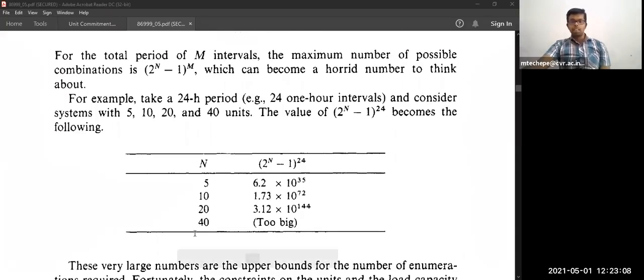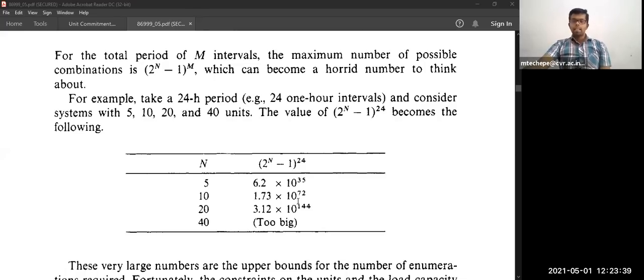So for 40 generating units, if you take your calculator and calculate (2 to the power of 40 minus 1) the whole power 24, it will come like math error. Why is your scientific calculator showing a math error? Because this number is very, very big. Even your scientific calculator will not be able to calculate it.